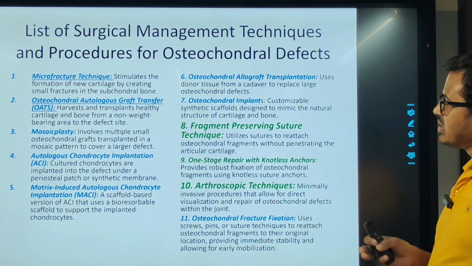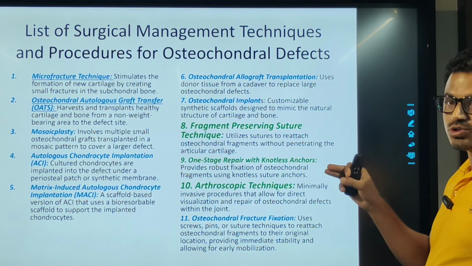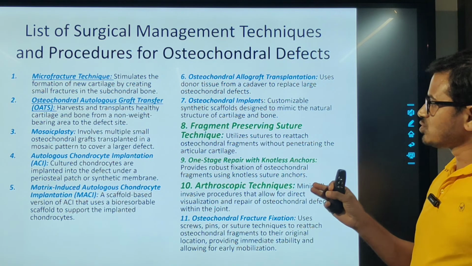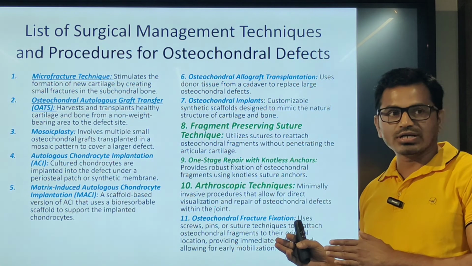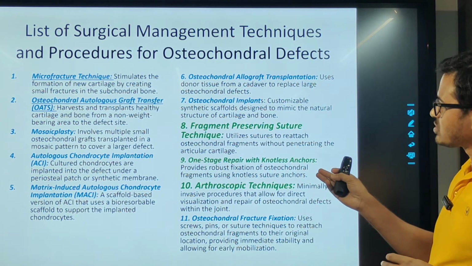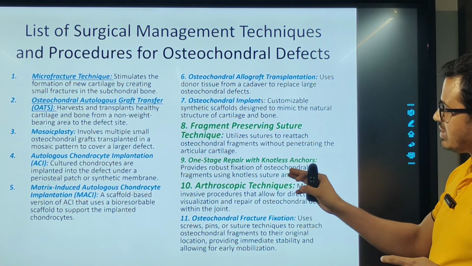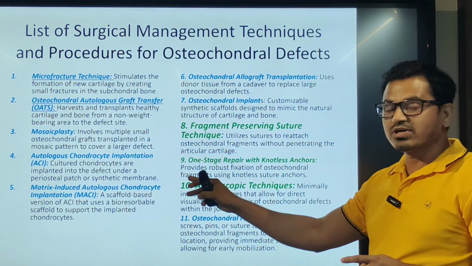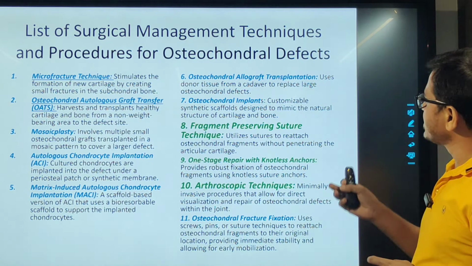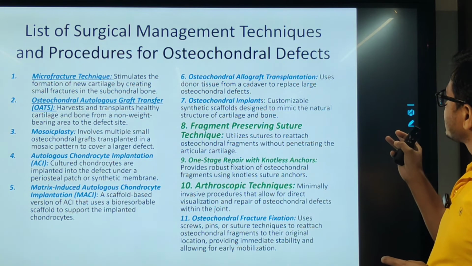Other is mosaicplasty. It involves multiple small osteochondral grafts. Third is autologous chondrocyte implantation. Here we use cultured chondrocytes to implant at the defect site. Another is matrix-induced autologous chondrocyte implantation. It is similar, but here we are also using scaffold-based versions or frameworks. Other is osteochondral allograft transplantation.